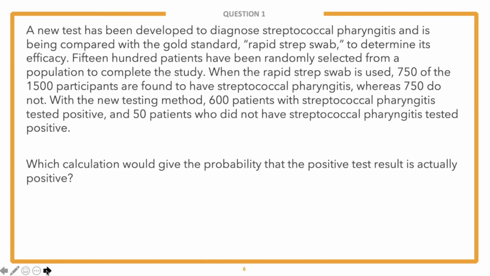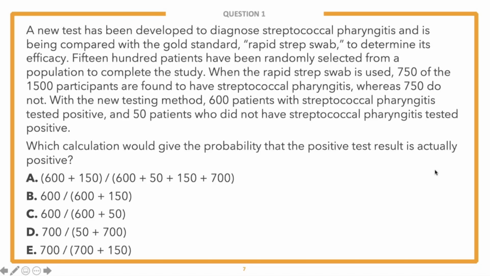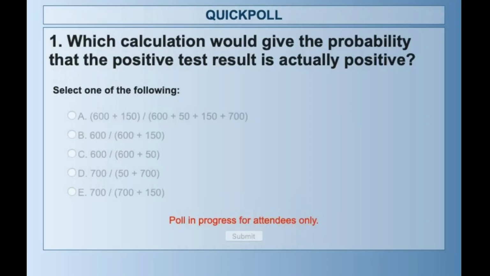And with that being said, I'll hand it over to Dr. Titus. All right, guys. So what I'm going to do right now is read the options from E to A. This is an approach that we always use when we deal with these questions, just to avoid any traps that the test writer might have written, expecting us to read from A to E. Right, so I'll start reading them off, and then we'll give you some time after to pick an answer from the poll. All right, so option E, 700 over 700 plus 150.